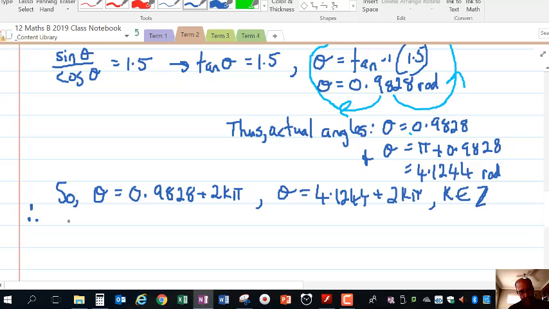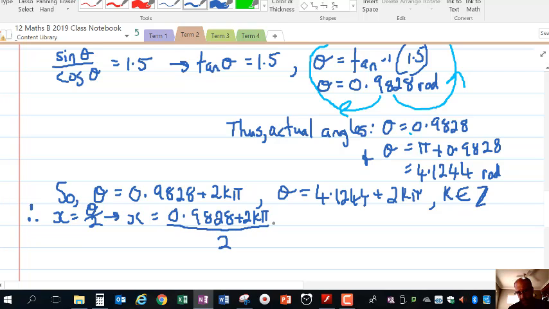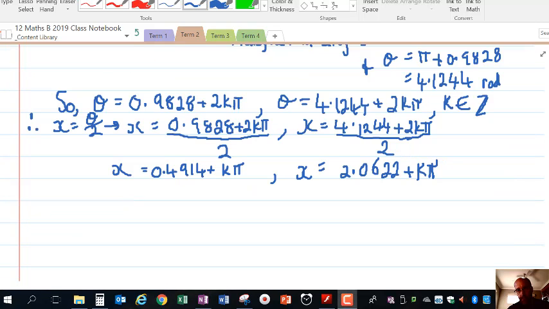And we need to substitute back in terms of x. To get back to x, it's theta on 2, so that provides us with x equals 0.9828 plus 2k pi over 2, because b was 2 this time, and x equals 4.1244 plus 2k pi over 2, those values there. Notice how it's plus k pi because of the divide by 2.